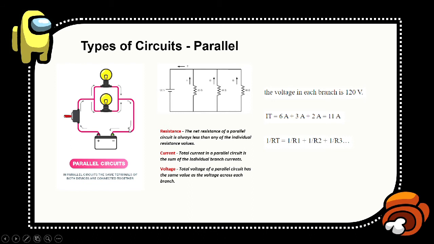Next is, a parallel circuit has more than one path for current flow. So, the number of current paths is determined by the number of load resistors connected in parallel. So, the total current in a parallel circuit is the sum of the individual branch currents. And whenever more resistances are connected in parallel, they have the effect of reducing the overall circuit resistance. So, the total resistance of a parallel circuit, or the total net resistance of a parallel circuit, is always less than any of the individual resistance values.